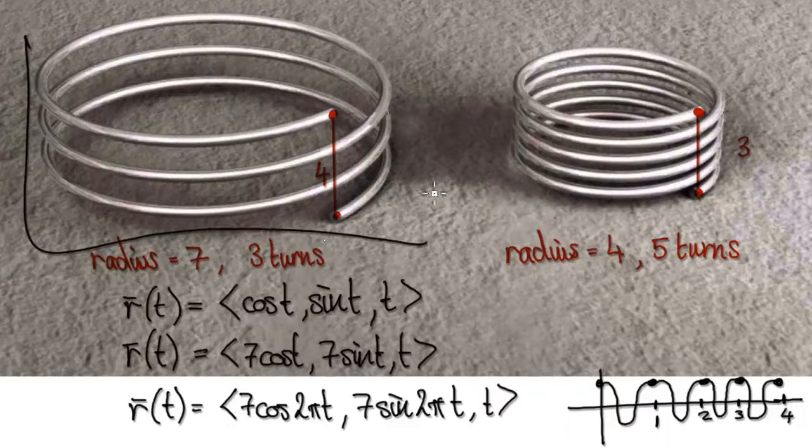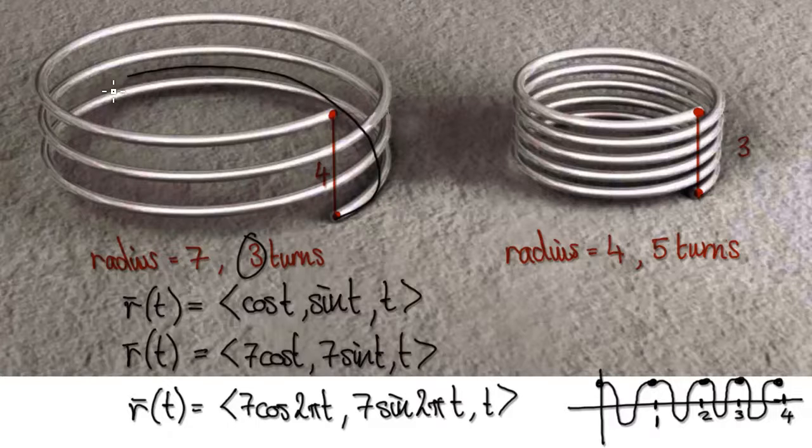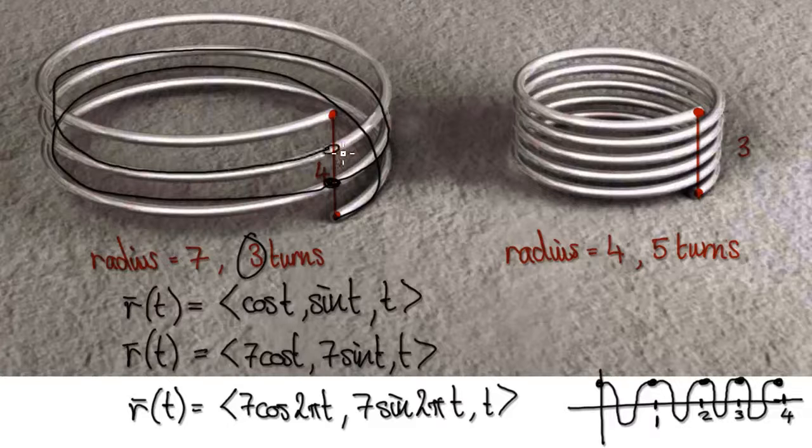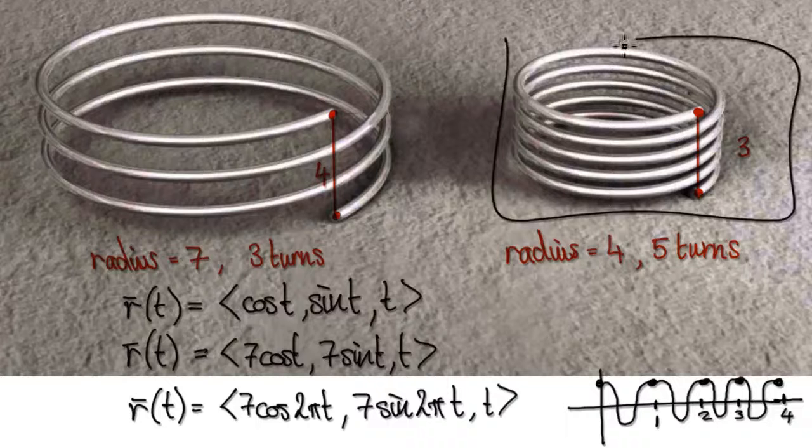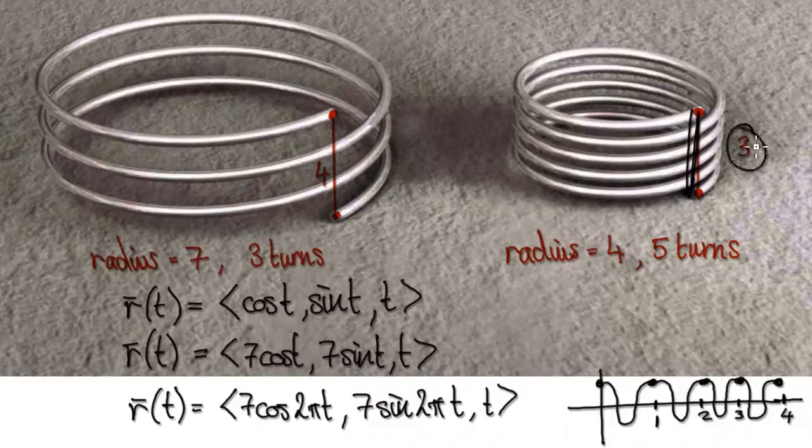Spring 1 will have 3 turns, meaning 1 turn and then 2 turns and then 3 turns. So it will have 3 turns, and it will have a radius of 7. So it has a radius of 7, and the height here is 4. Let's say 4 centimeters. And spring 2 will have a height of 3 and a radius of 4.